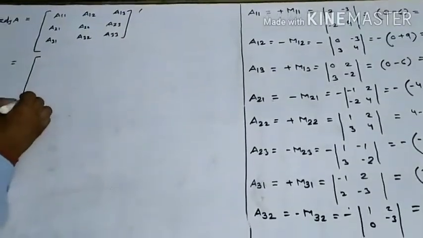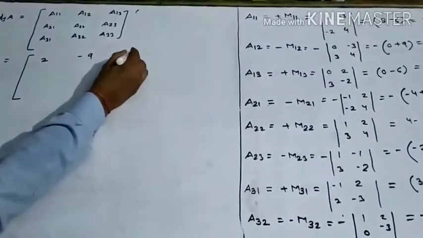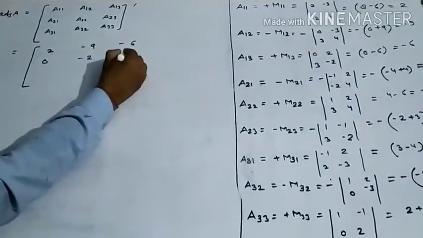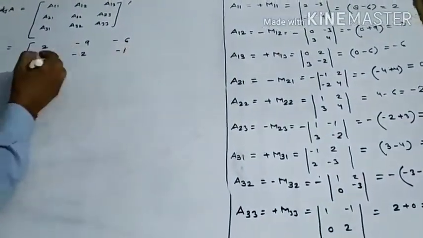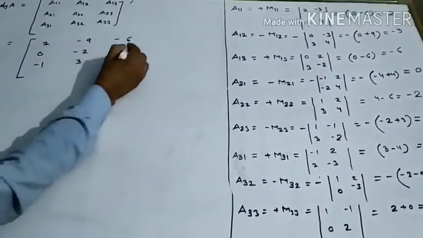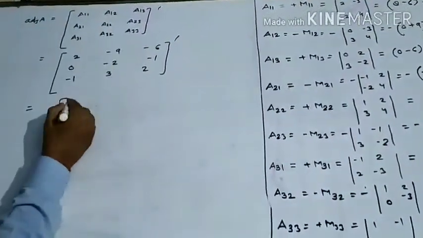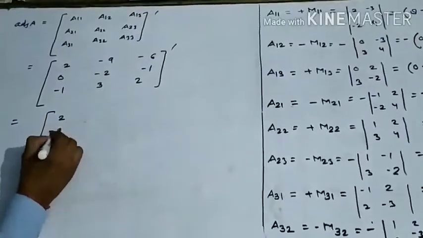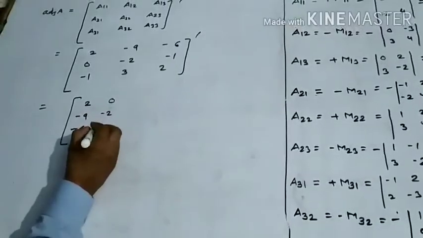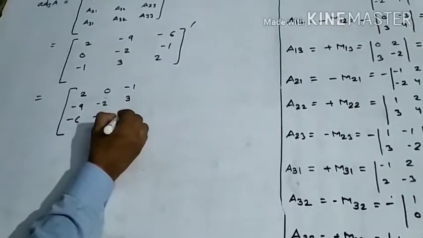This is equal to A11, this is the 2 and then this is the minus 9, then this is the minus 6 and then after this is the 0 and then after this is the minus 2 and here this is the minus 1 and then after this is the minus 1 and here this is the 3 and then after 2 and then transpose. This is equal to, first row becomes first column, means this is the 2 minus 9 minus 6, second row becomes second column, means 0 minus 2 and minus 1, third row becomes third column, means this is the minus 1 3 and then after this is the 2.